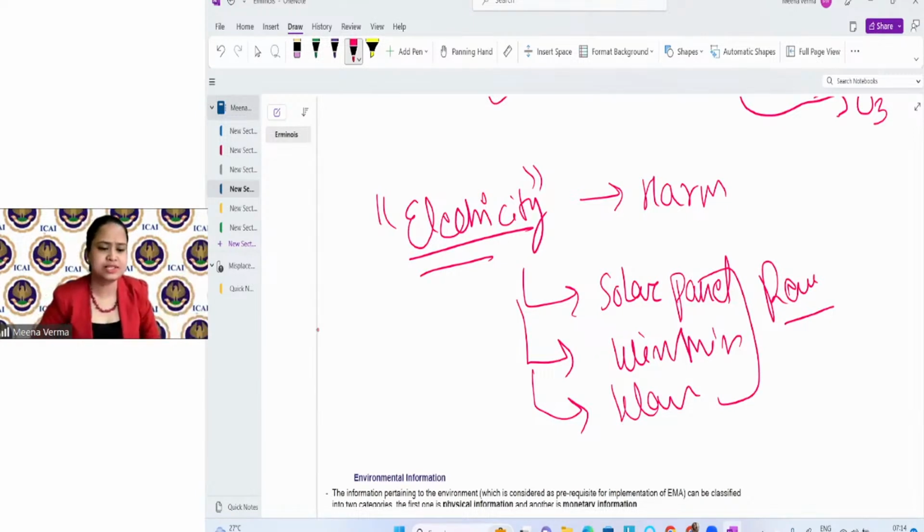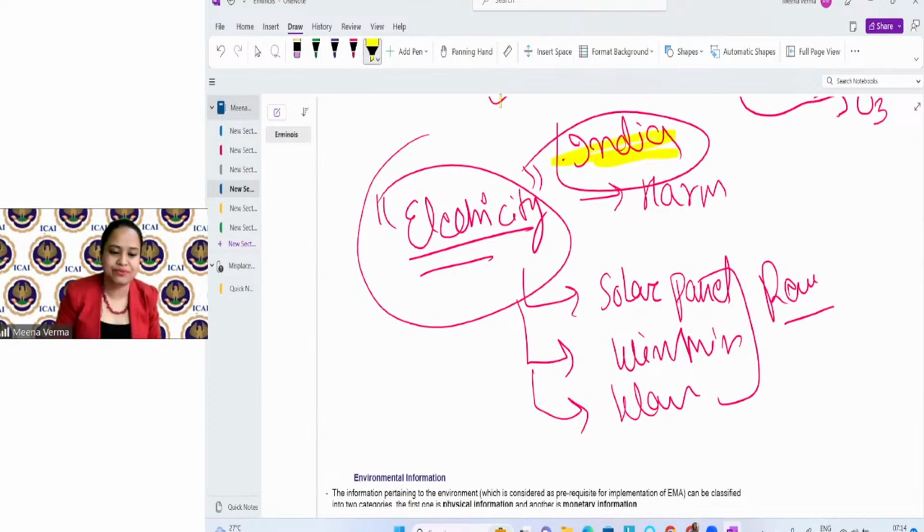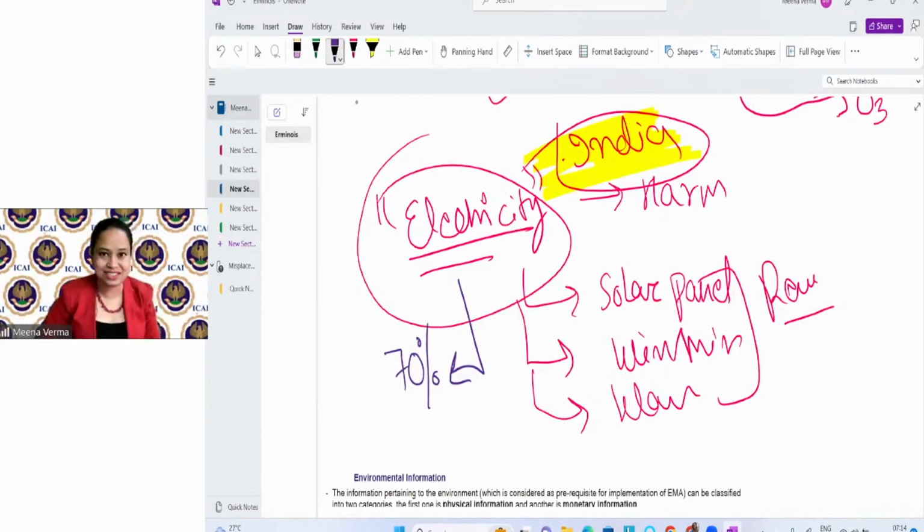So you can see these days we are all shifting toward electric vehicles. Electric means we are using electricity a lot. But the point is that in India, what happened? In India, we use more than 70% of the electricity from coal. In India, more than 70% of electricity we generate by burning coal.